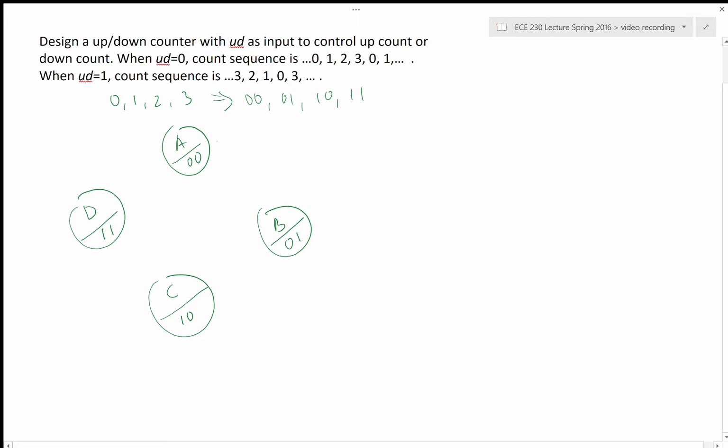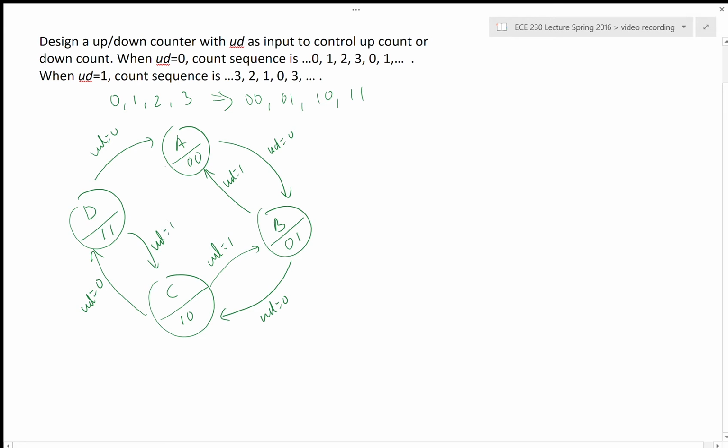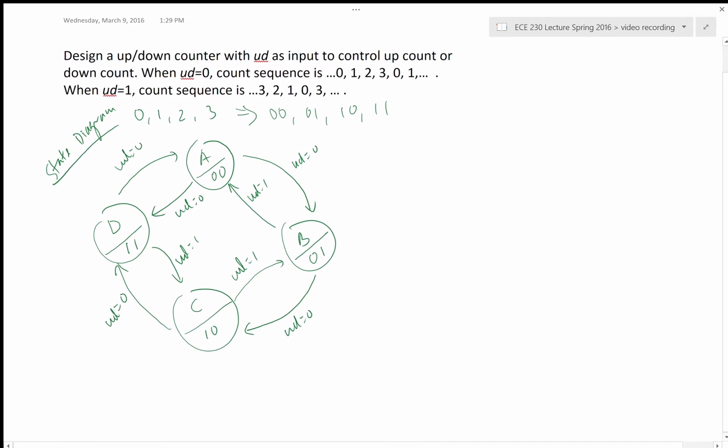When UD is equal to 0, it counts up. When UD is equal to 1, it counts down. This is called a state diagram. Now we have to translate that information into a state table.